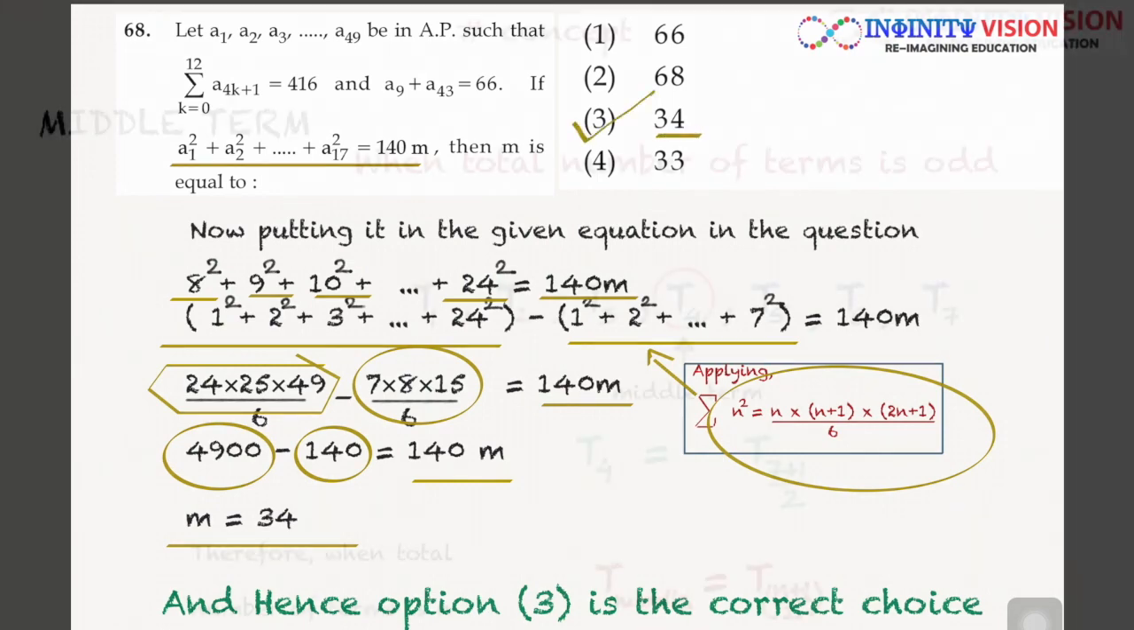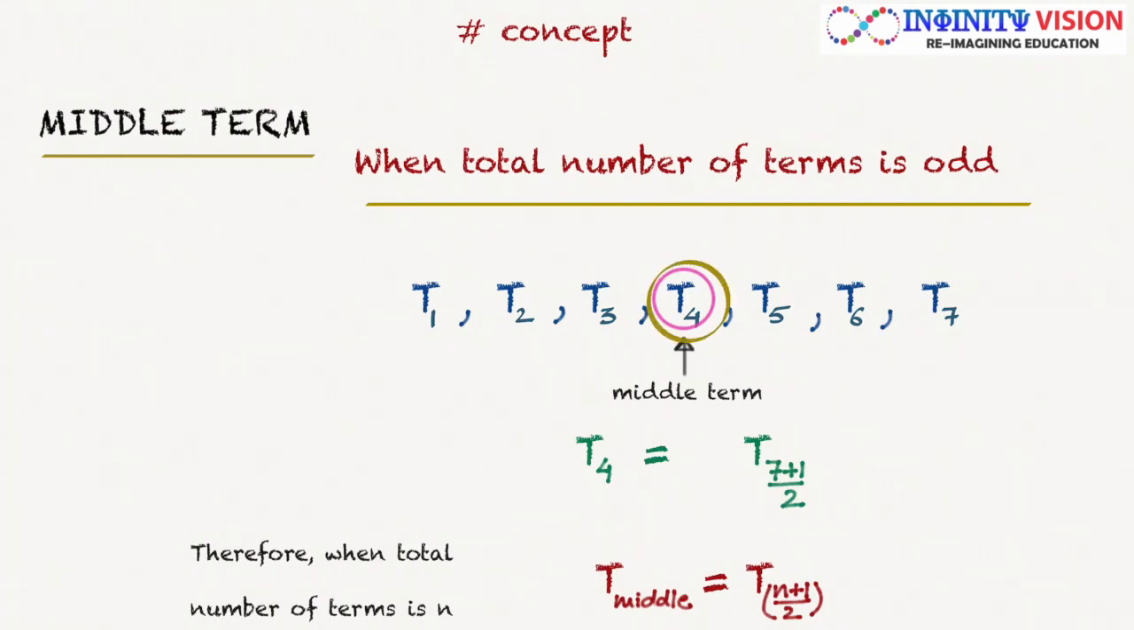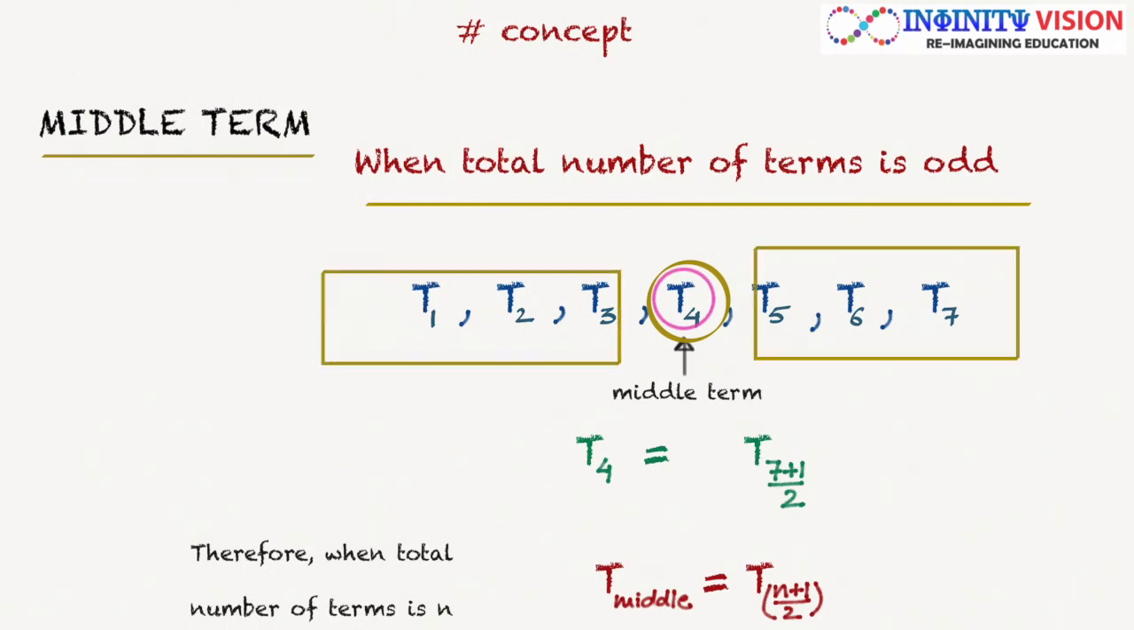So our answer is option 3. Now in the third part of our analysis, that is concept, we'll be discussing the middle term. When the total number of terms is odd, where exactly is the middle term? The middle term would be the 4th, because there are 7 terms, 3 on the left and 3 on the right. That makes the 4th term our middle term.